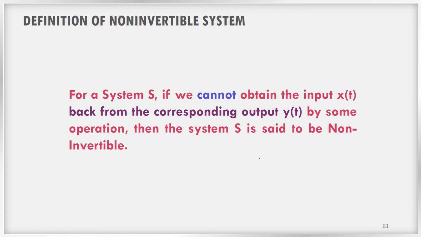Now coming to the formal definition of a non-invertible system. For a system S, if we cannot, and this word is important, if we cannot obtain the input x of t back from the corresponding output y of t by some operation, then the system S is said to be non-invertible. So if we cannot recover the original signal from the output, then that system is known as a non-invertible system. I hope you understand the concept of invertible and non-invertible systems.